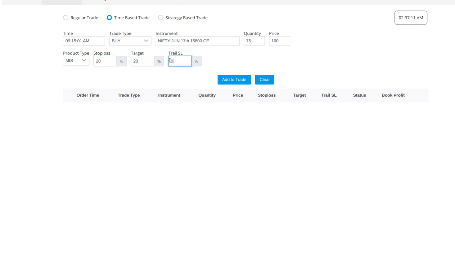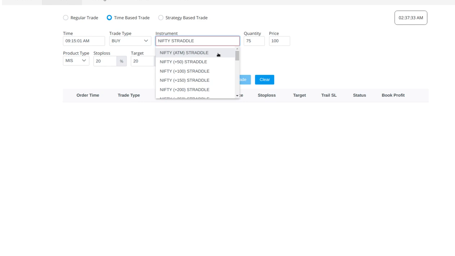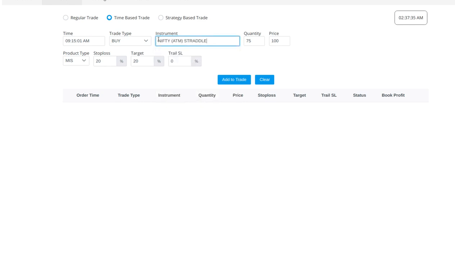You can also play around with the trailing stop loss, which is similar to the regular order. So this is about the time-based orders. But what I would like to mention here is that if you want to create multiple legs, similar to a Nifty straddle, so if you want to place a Nifty ATM straddle to be executed at 9:30 or 9:20, then you can do that here.